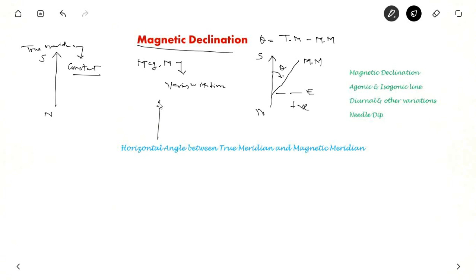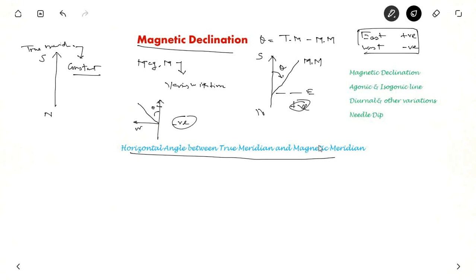Suppose if magnetic meridian is towards the west, it will be negative. So magnetic declination is true meridian minus magnetic meridian. If it is towards the east, theta is positive, and if it is towards the west, theta is negative. Horizontal angle between true meridian and magnetic meridian is magnetic declination.